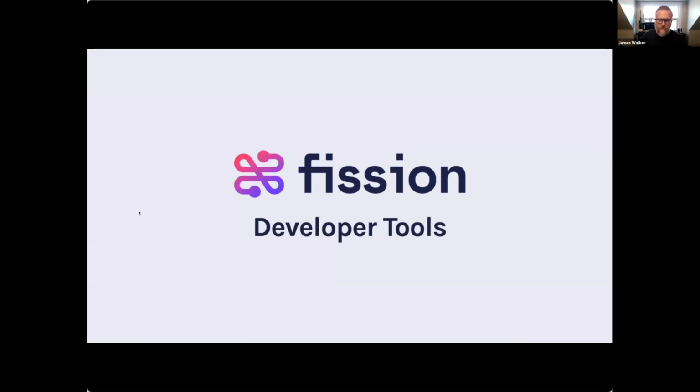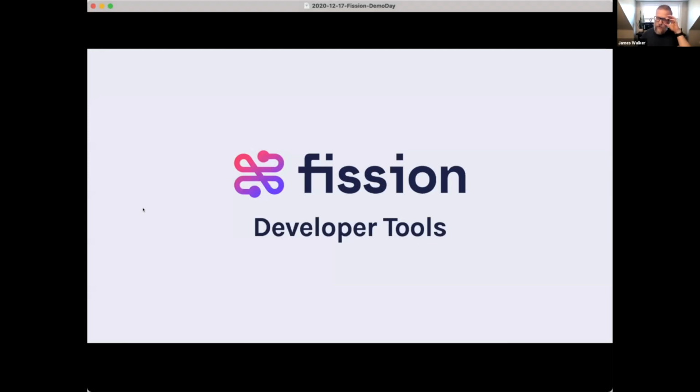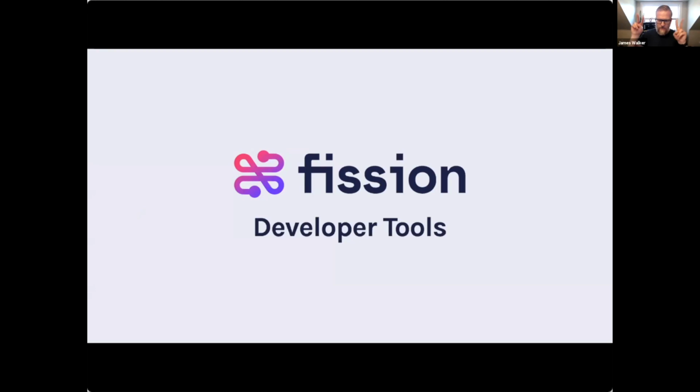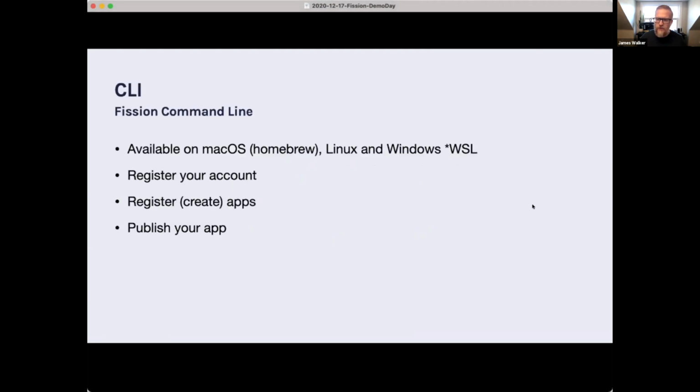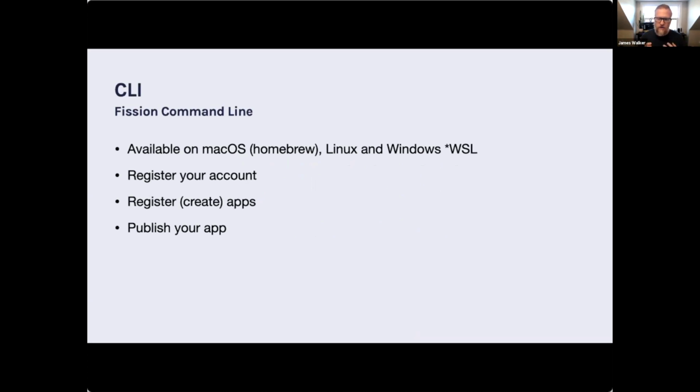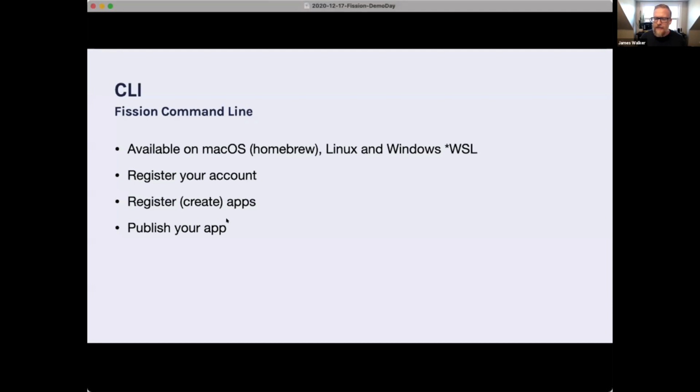Okay. So I'm going to talk real quickly, in theory, in 5 minutes about our developer tools. What we've got so far in terms of our developer platform comes down to two things. The first that we can talk about is our CLI, the command line interface. It's installable, runs on Mac, installable via Homebrew, runs on Linux and Windows via WSL.